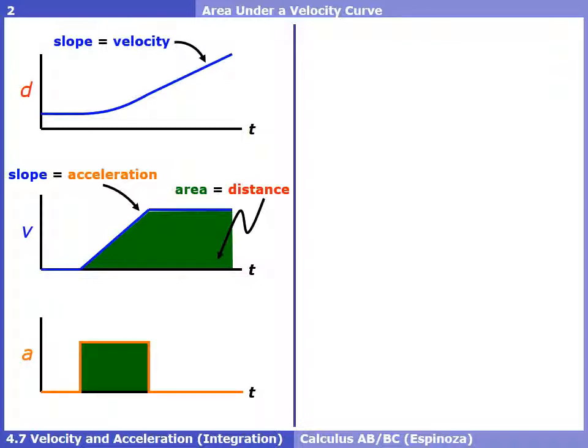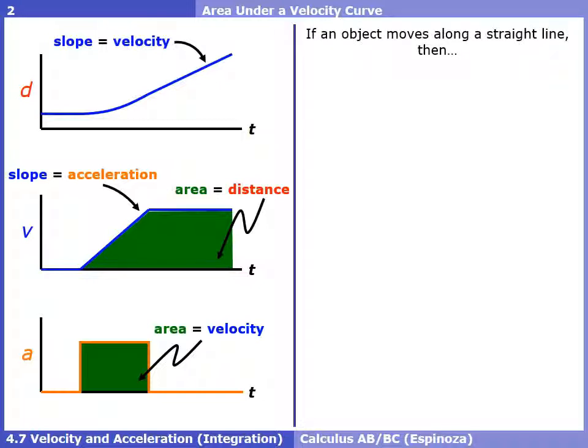If you were given an acceleration function graphed, then what would the area under that function be? Well, again, we're thinking about area as being an integral. And if we integrate acceleration, then that would mean velocity. So that relates by saying that the area under an acceleration curve is equal to velocity.